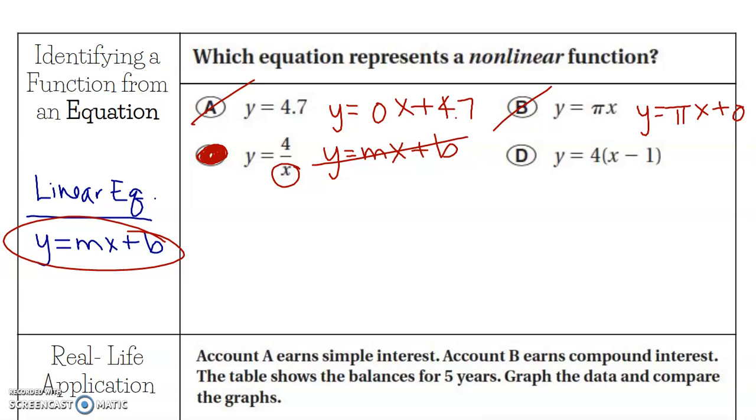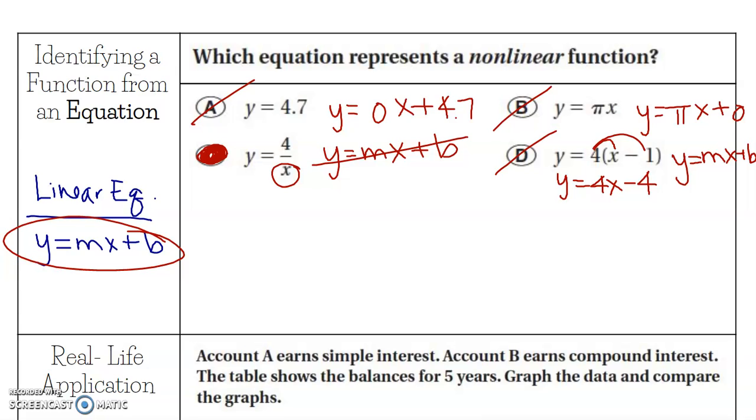And we'll just check the last one. So we want to make sure it can be in the form y equals mx plus b. In this case, we can distribute the 4, because it'd be y equals 4 times x is 4x. 4 times negative 1 is a negative 4. So yes, we can see that this one can be written in the form y equals mx plus b. So we know that one is linear.